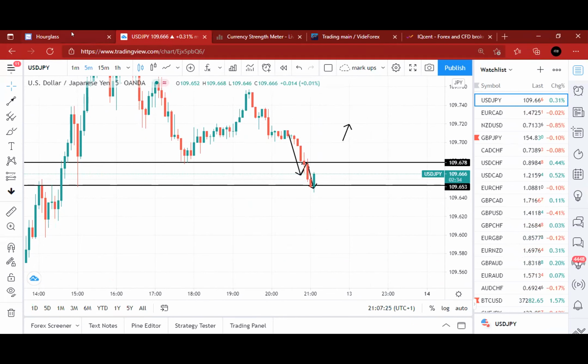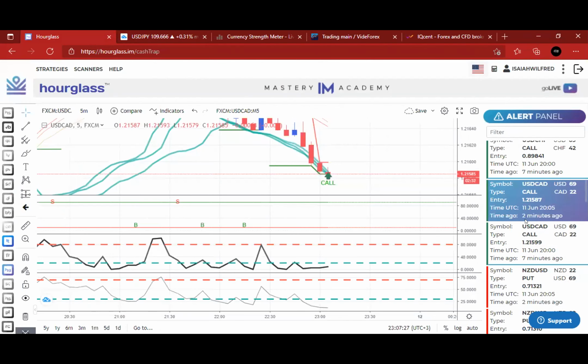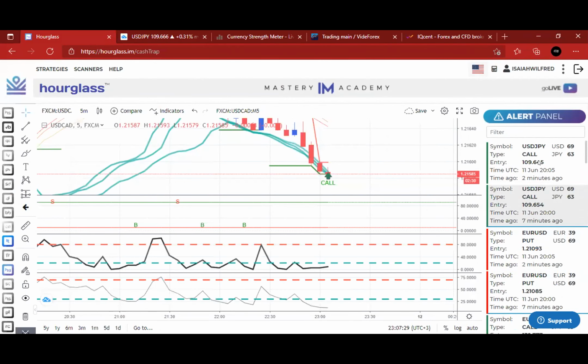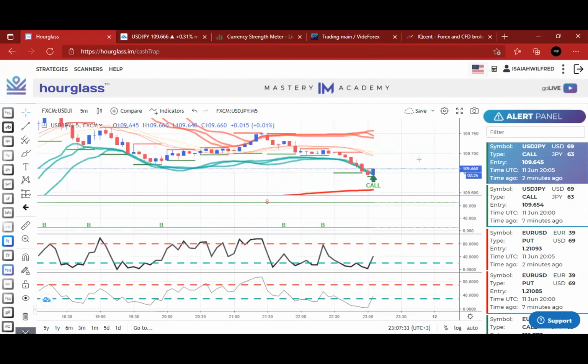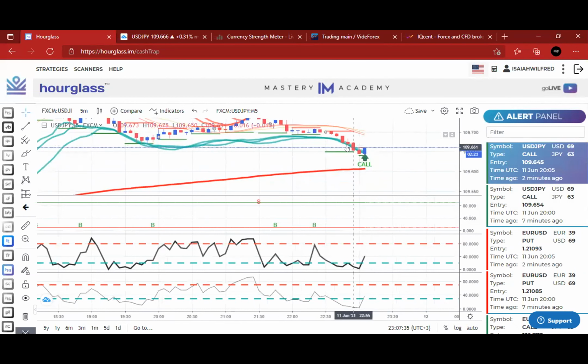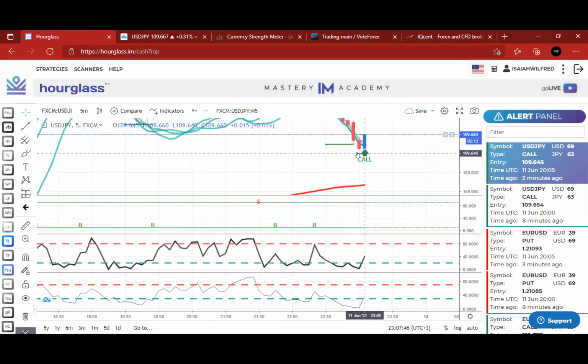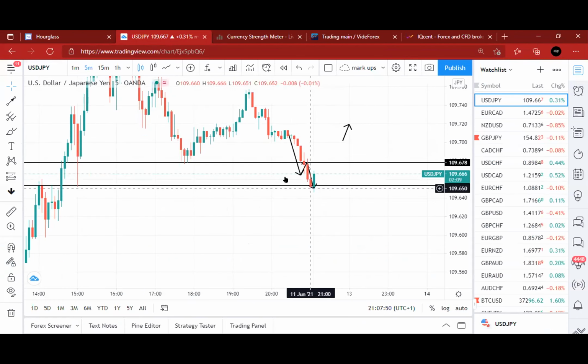Let me go back to that USD JPY real quick and show you guys something. All right, so what did I tell you? It broke through that first support. It came down, right? It looked for another floor. This is another support line here. The one we drew on, look at it here, we actually drew it here. This is another support line here.